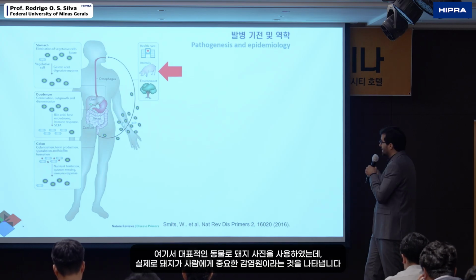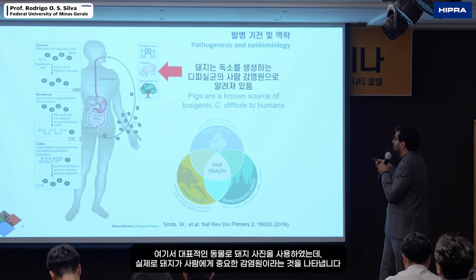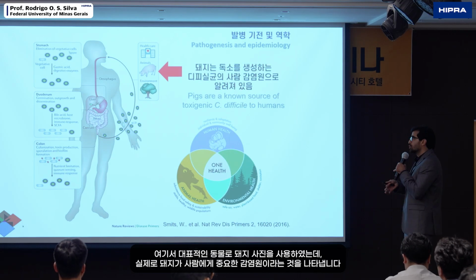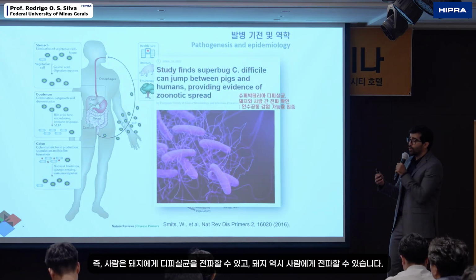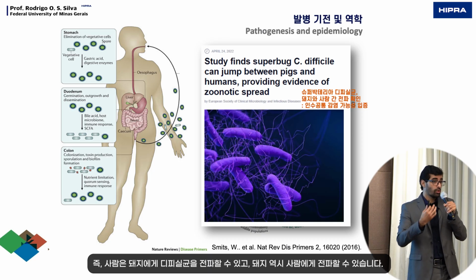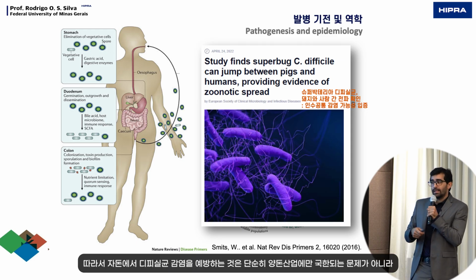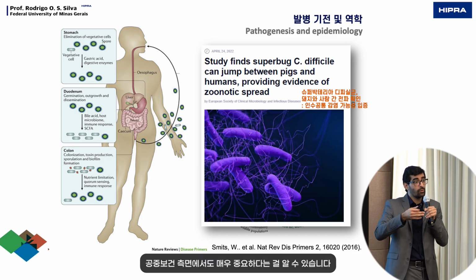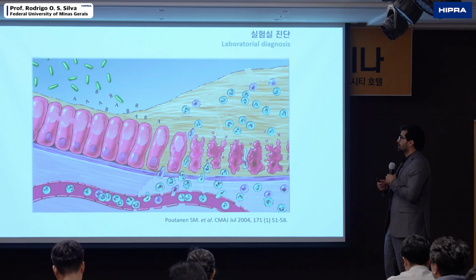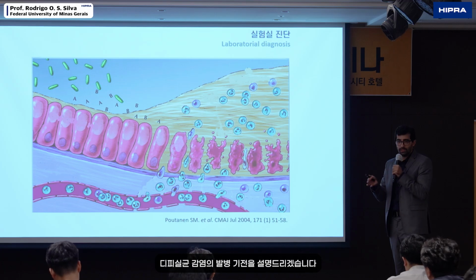And they selected a pig picture here to represent animals, because we know that pigs are a major source of toxigenic Clostridium difficile spores for humans. So now we know that humans can be a source of spores for pigs, and pigs can be a source of spores for humans. The idea here is that preventing the disease in piglets is not only important for the pig production, it's also a matter of public health. So we are back in this image here, explaining the pathogenesis of the disease.